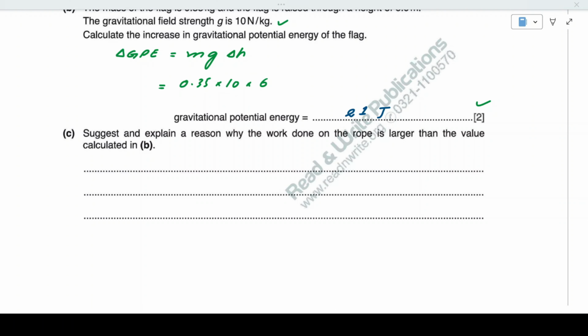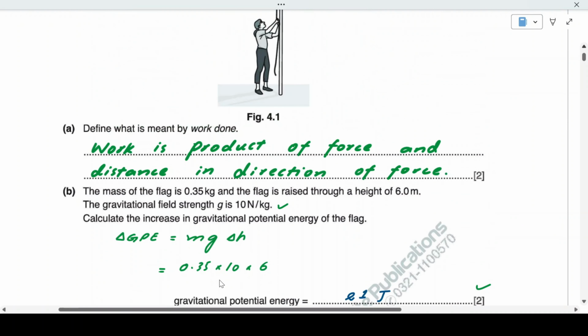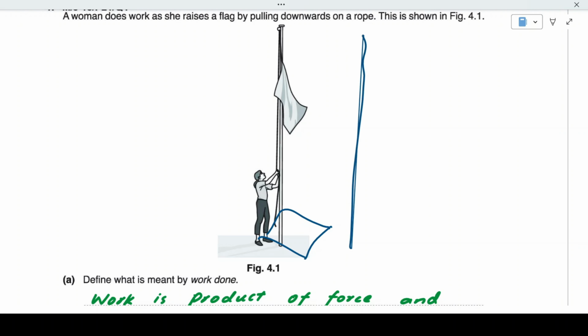And then we have the next one. So the increase in gravitational potential energy of the flag is 21 joules. What does that mean? When the flag moves from here all the way up there to a distance of 6 meters, here the gravitational potential energy was 0. At the top, the gravitational potential energy is 21 joules.